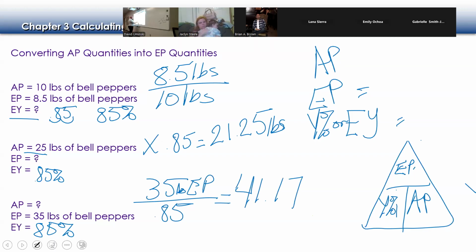So I may go ahead and order 42 pounds just so I have a little extra, or I may order 41 and a half pounds. I don't want to order 41 pounds because then I'm going to be short. See how that works? So we're going to use that triangle to do the same thing, except now we're talking edible and as purchased.